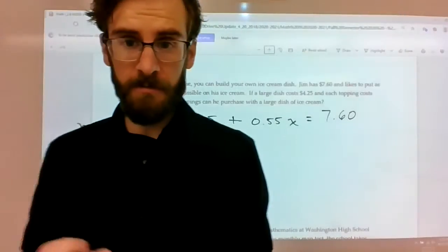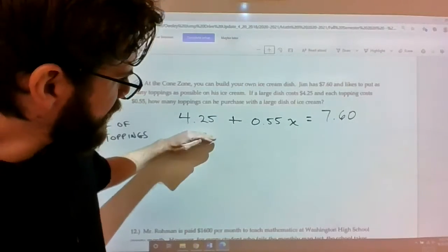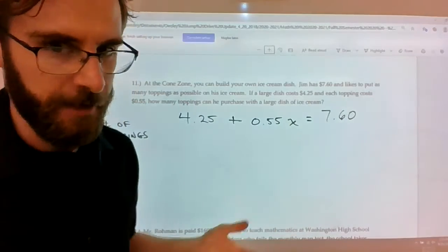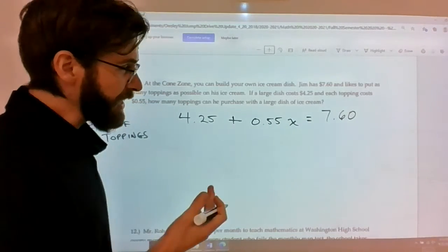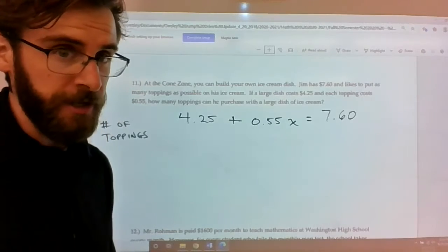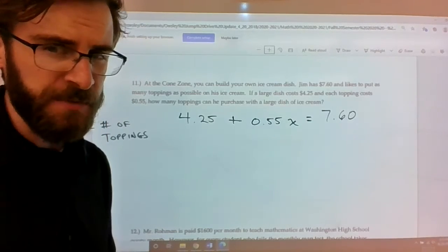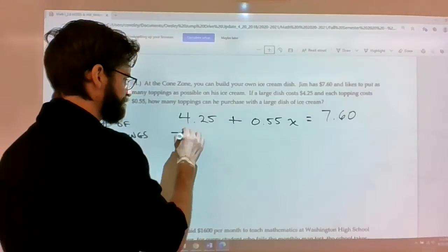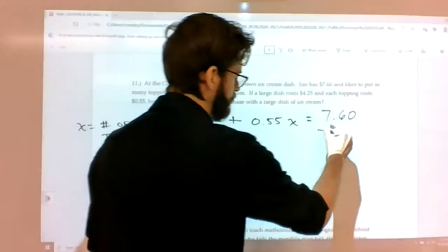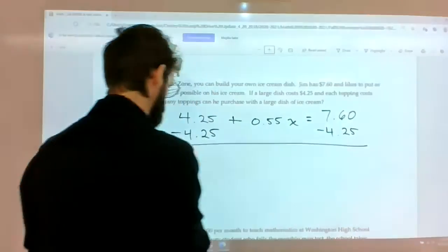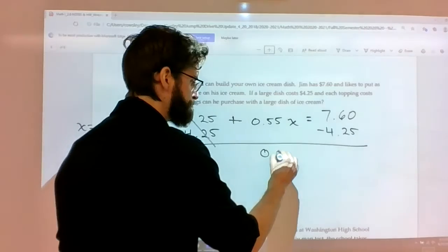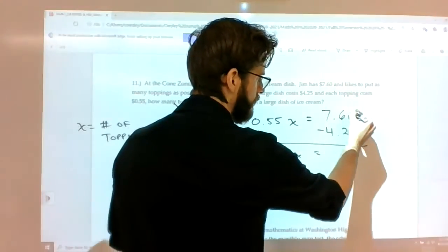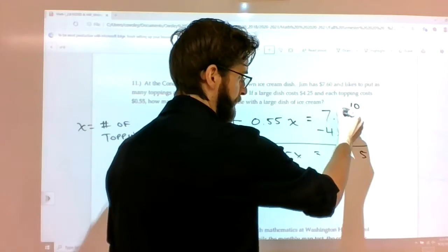So that's pretty much all you're doing. You're saying, this is the cost of ice cream. This is how much money I have. How many toppings can I get? So I could multiply everybody by 100 right off the bat to get rid of the decimals. I'll show you how to do it, though, without multiplying by 100. Make sure you line up the decimals. 10 minus 5 is 5. You've got to borrow from here.